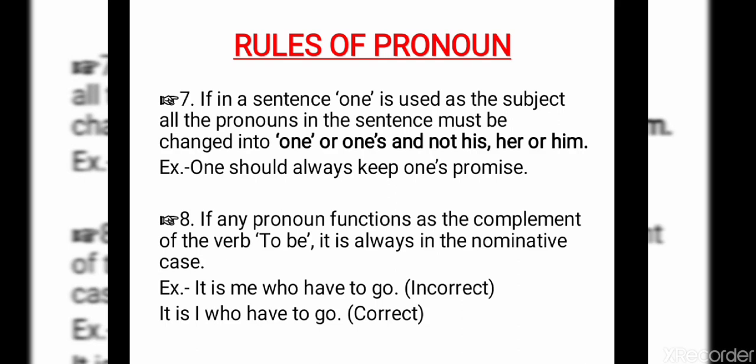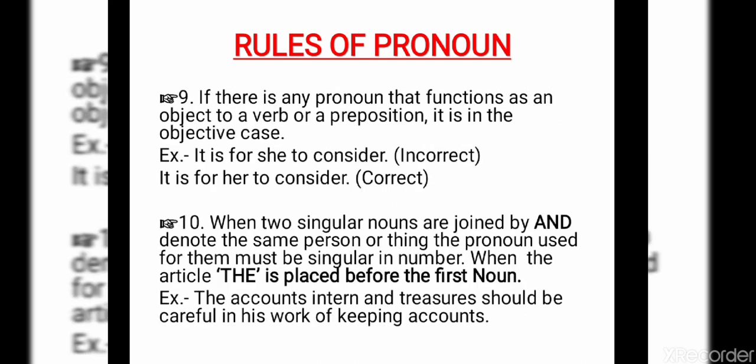The eighth rule is if any pronoun functions as the complement of the verb "to be", it is always in the nominative case. "It is me who have to go." That is incorrect. It is I who have to go, not me. The ninth rule of a pronoun is if any pronoun functions as an object to a verb or a preposition, it is in the objective case. For example, "It is for she to consider." That is incorrect. It is for her to consider.